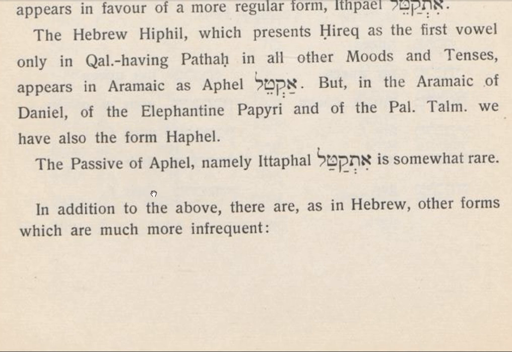The passive of afel, namely itafal, itkattal, is somewhat rare. In addition to the above, there are, as in Hebrew, other forms which are much more infrequent.